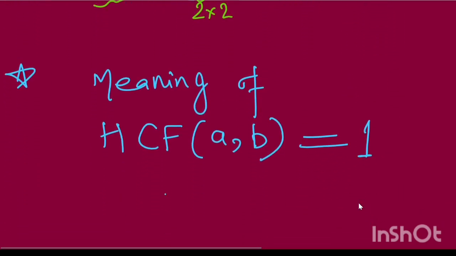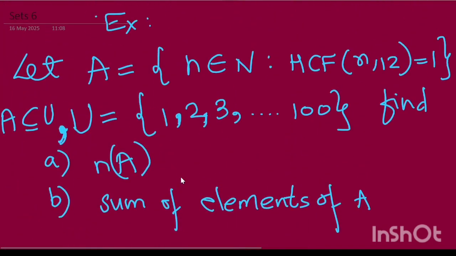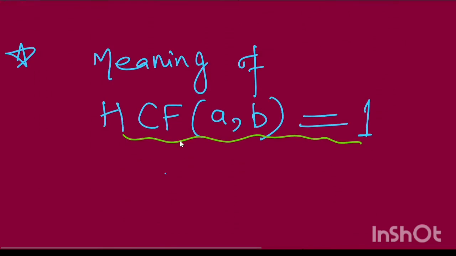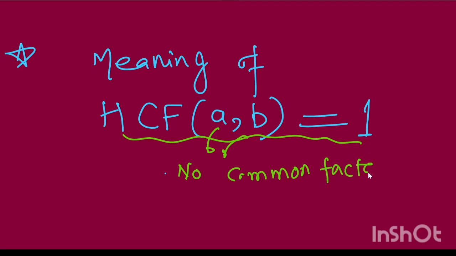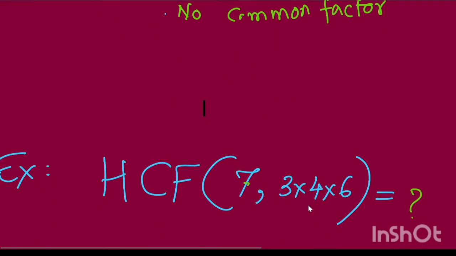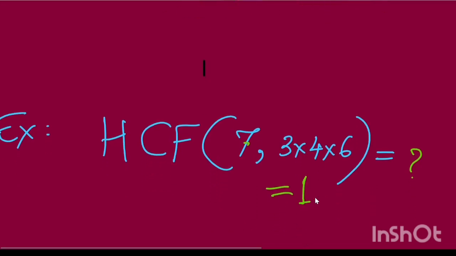So what is the meaning of HCF of two numbers A and B being equal to 1? In the question it is given that HCF of n and 12 is 1. It's quite clear that since it is 1, there is no common factor. So HCF in that case is 1 only, guys. For example, if you take the HCF of 7 and 3 into 4 into 6, as you can see, there is nothing in common. So the answer is 1, guys.